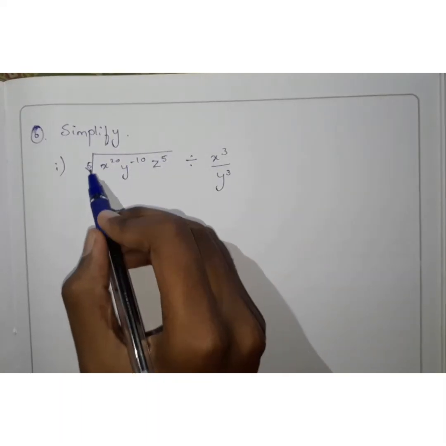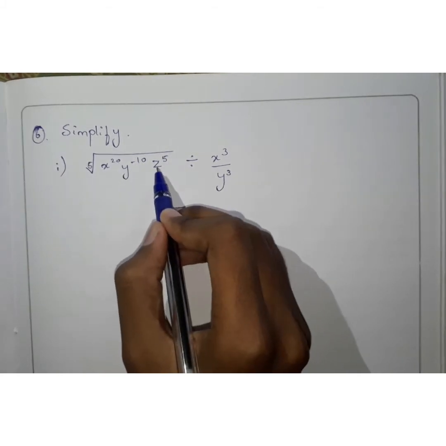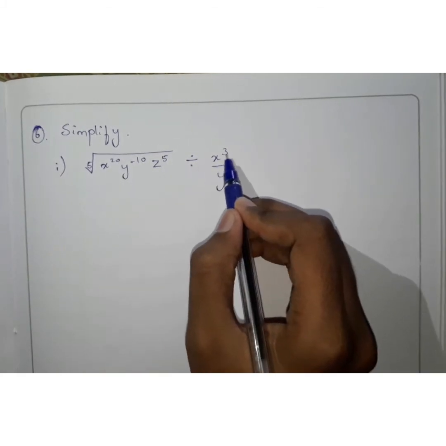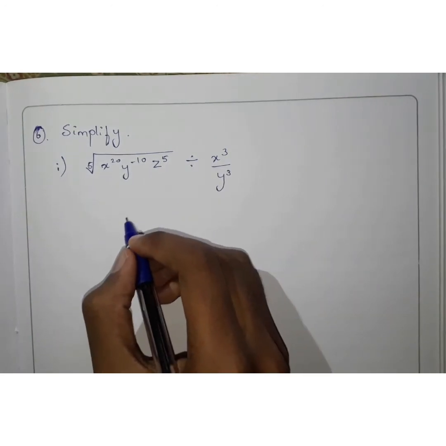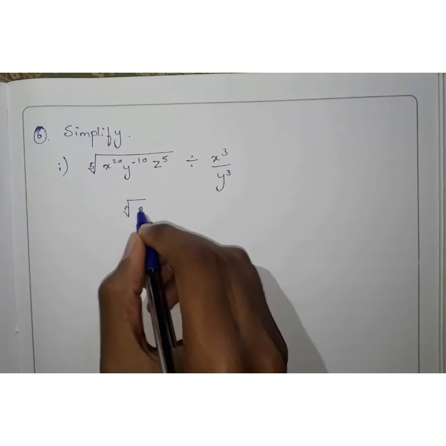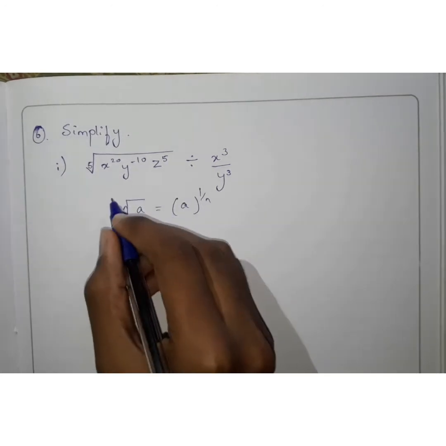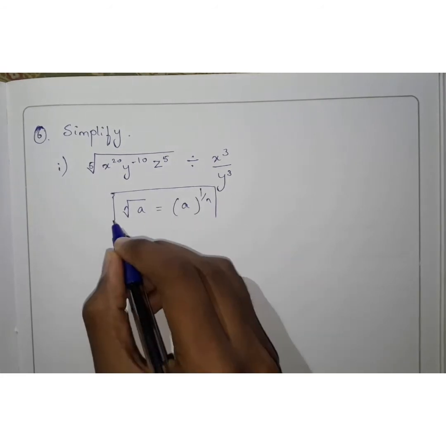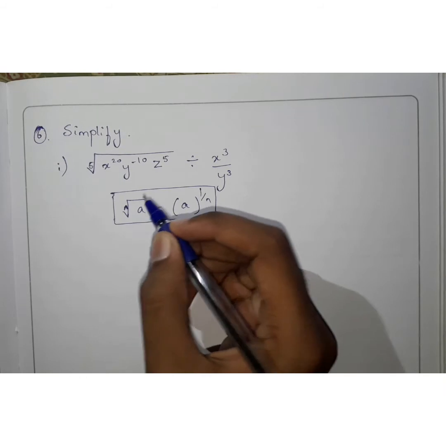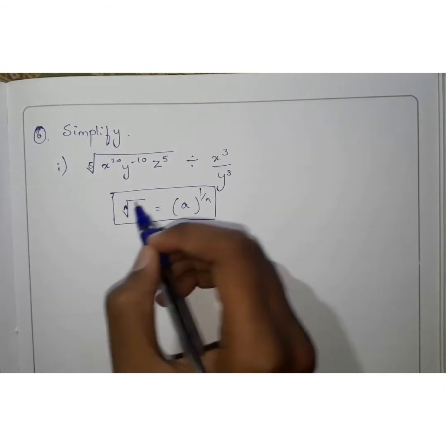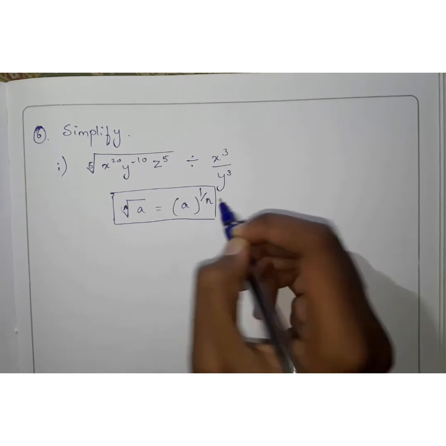Now the next question is the fifth root of (x to the power 20, y to the power minus 10, z to the power 5) divided by x to the power 3 by y to the power 3. Here we are going to use the formula nth root of a is equal to a to the power 1 by n. We are going to use this formula and remove the root over here. It's simple. If you want to remove the root, we just need to take the index of the root, reciprocal it and put it as the power.